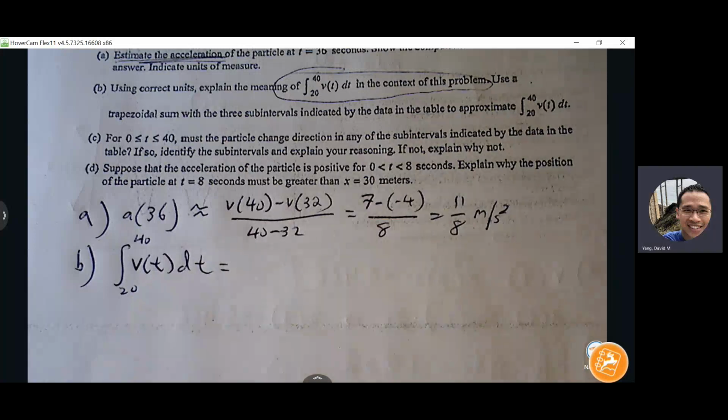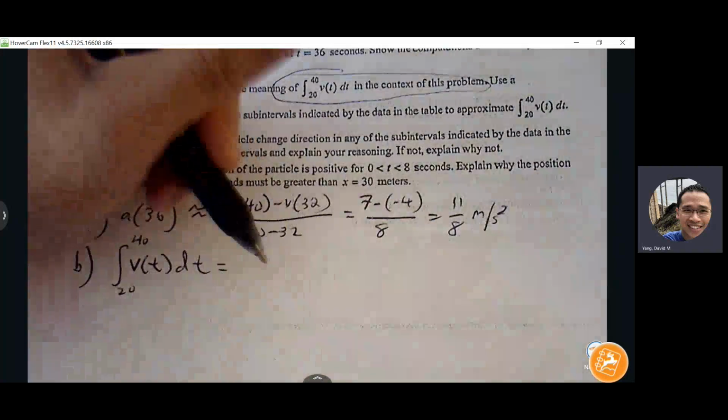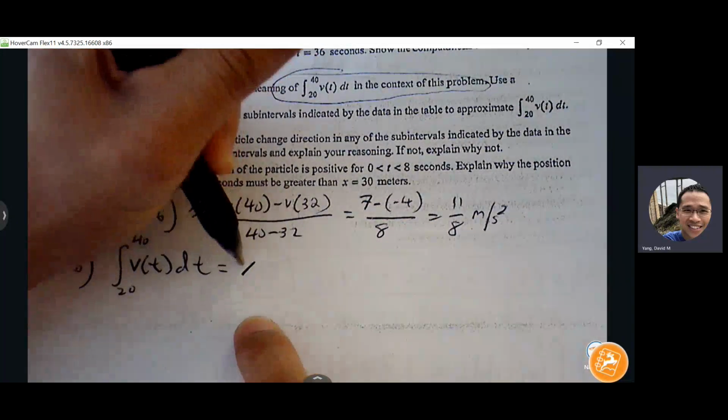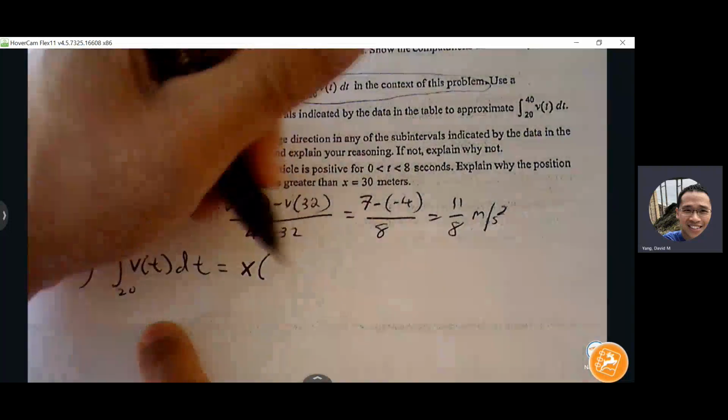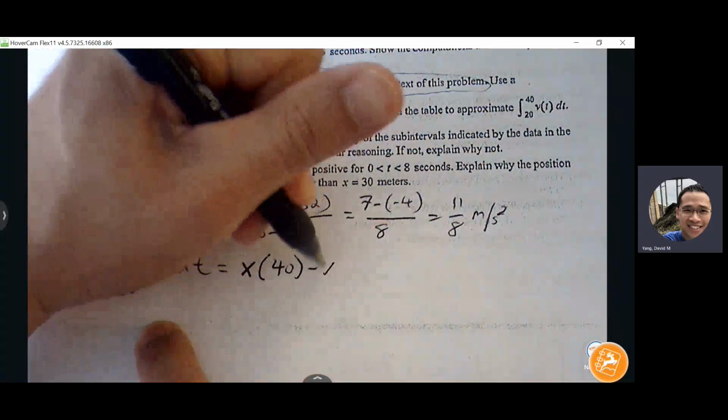What's above velocity? Position, right? So position, you can use x or you can use s. I typically use x for particle motion. So once I get to x, I can plug in upper and lower bounds. So x of 40 minus x of 20.